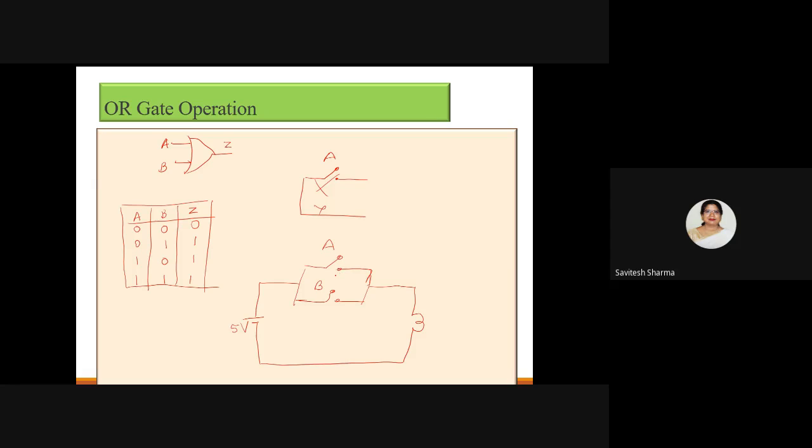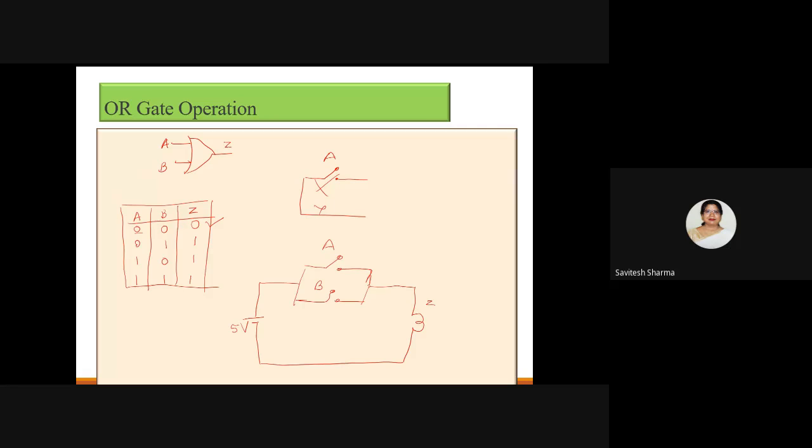So just to verify, 0 means open, 1 means closed. First case: if A is 0 and B is 0, both switches are open. Both switches open means the circuit is not complete, a loop is not forming, and your bulb will not glow. That means the output will be 0.